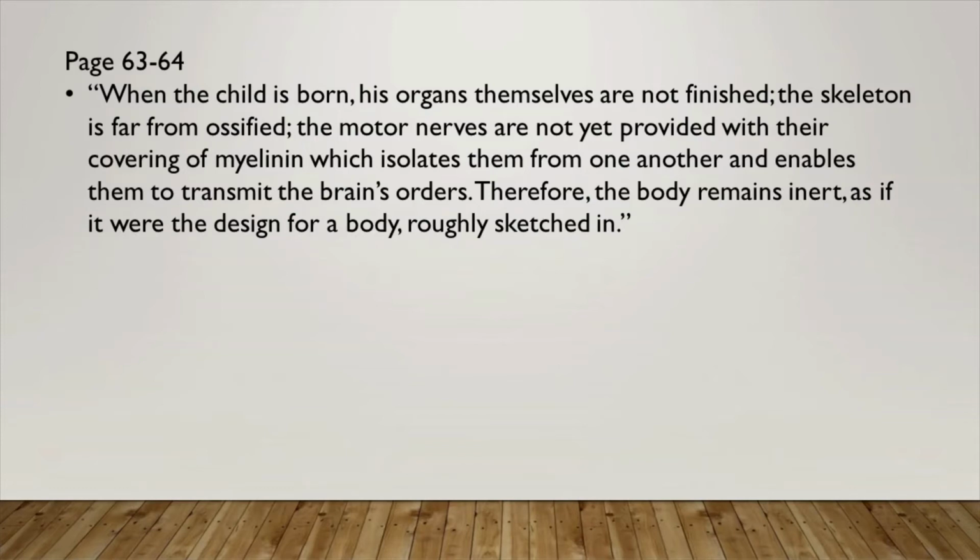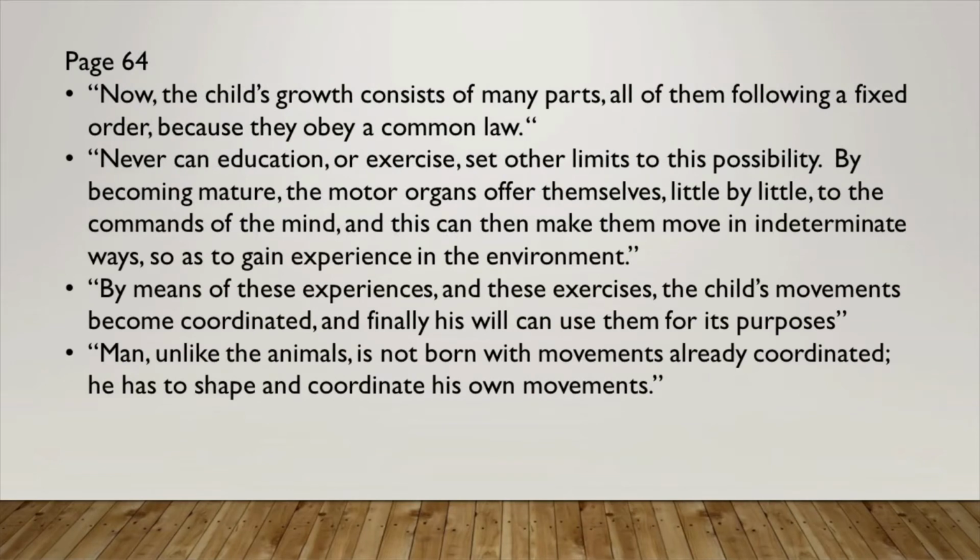On page 64, she says, "Now, the child's growth consists of many parts, all of them following a fixed order because they obey a common law. Never can education or exercise set other limits to this possibility. By becoming mature, the motor organs offer themselves little by little to the commands of the mind, and this can then make them move in indeterminate ways so as to gain experience in the environment."